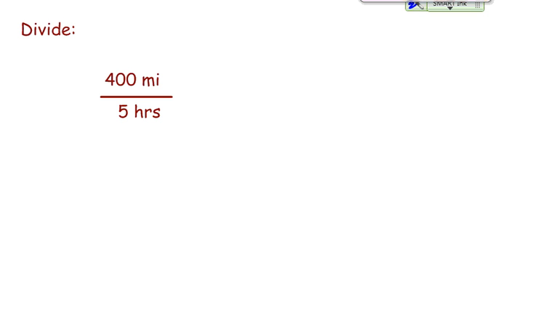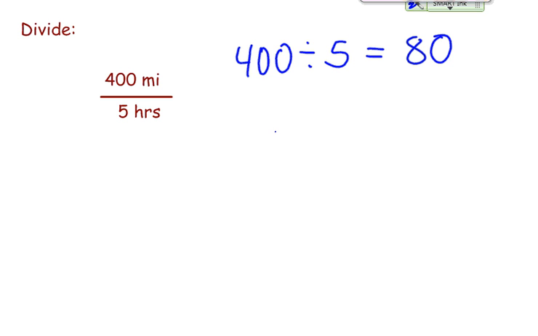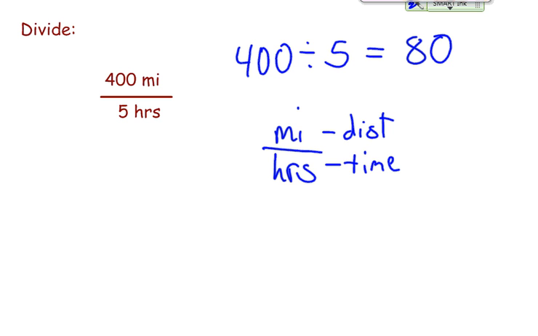Let's try this one. This one says 400 miles divided by 5 hours. Well, I can take the numbers, 400, and divide by 5, and I'm going to get a quick answer of 80. But what about this miles, right? It's miles divided by hours. Now, this is a distance, and this is a time. I can't convert them. And so in the end, I'm going to write miles per hour. And my label is going to stay that way.